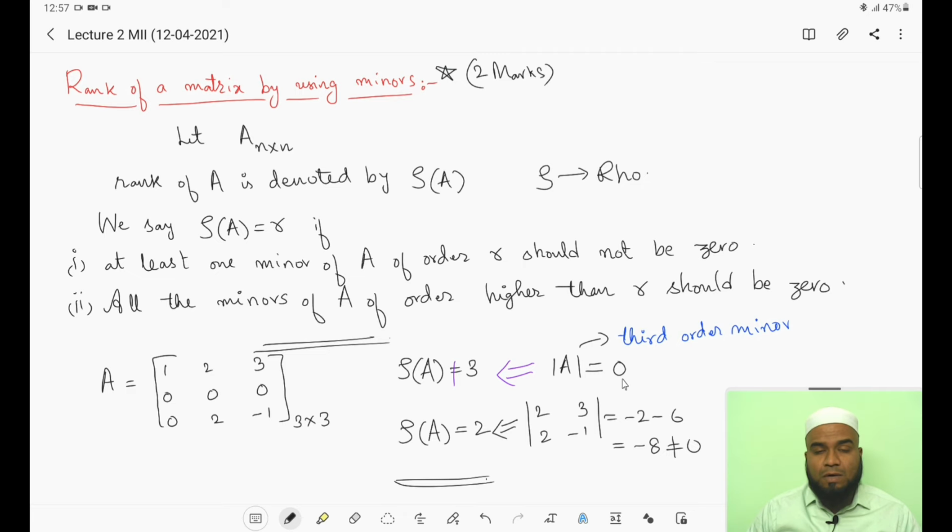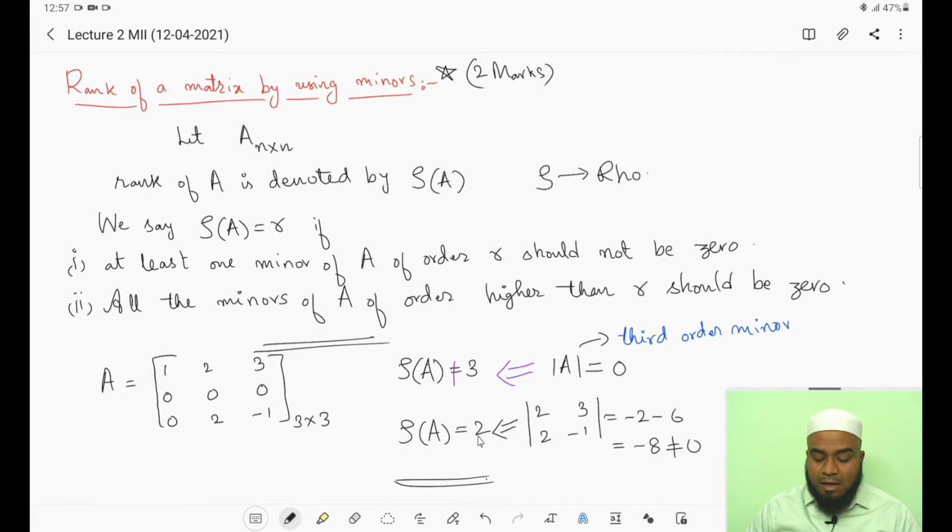What we need is at least one third order minor not equal to 0 to say that the rank of matrix A is 3. Because we are getting the third order minor as 0, we cannot say that the rank is 3. Then can we say the rank is 2? We need at least one second order minor not equal to 0. I wrote one second order minor here, 2, 3, 2, 1, and evaluated it. We got minus 8, which is not equal to 0. So we can say that the rank of A is 2, but the second condition should be satisfied.